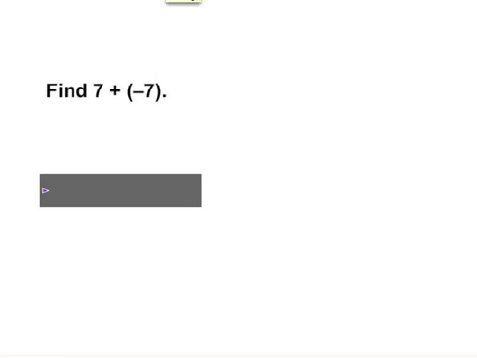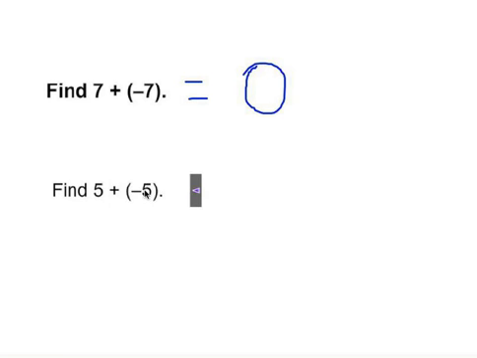Now this is a case where I have opposites being added, but since I have 7 minus 7 in my head is 0, and they both have different signs, they're going to have neither a positive nor a negative. It's going to be 0. Same with this one here, 5 plus negative 5. I'm going to think in my head 5 minus 5 is 0. 0 takes no sign, so it's just 0.